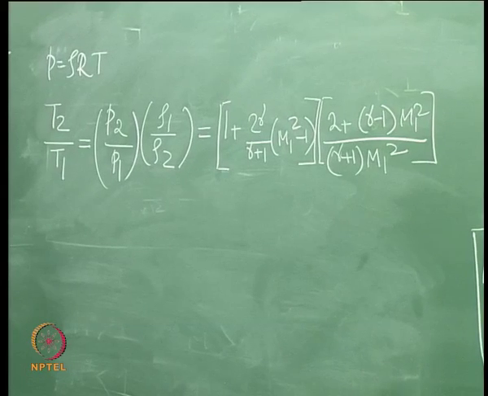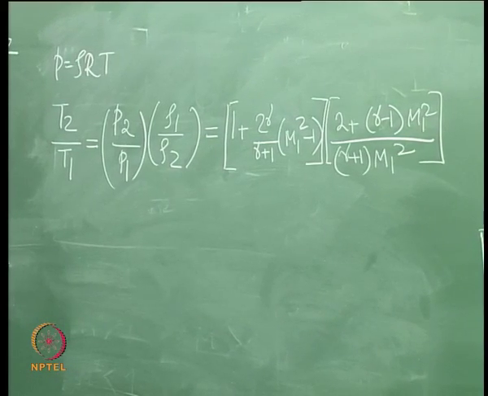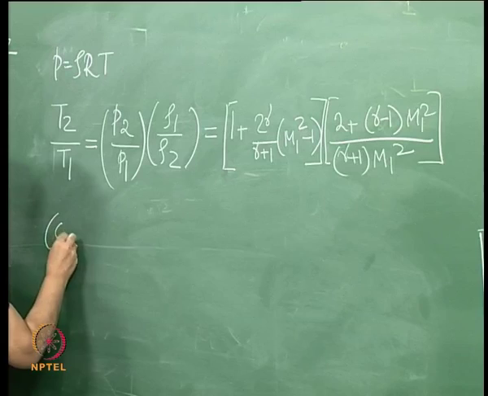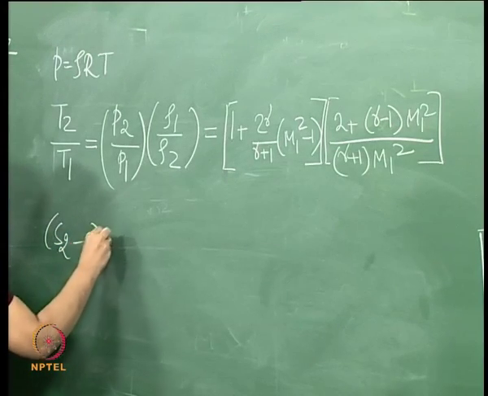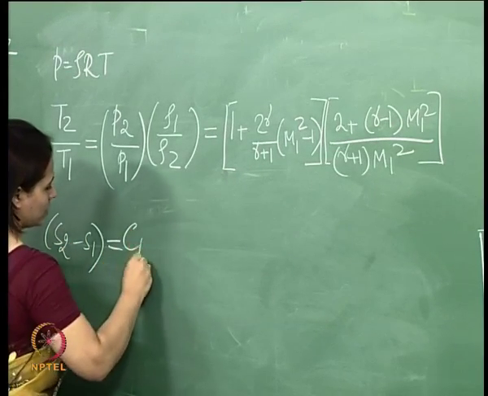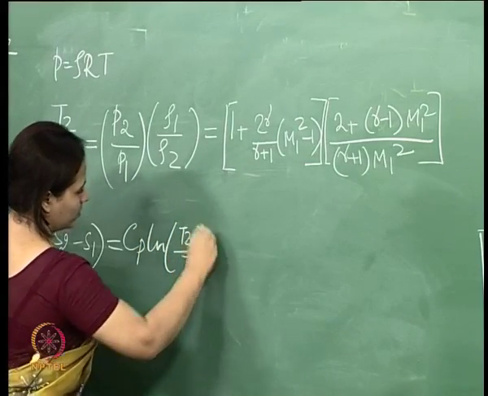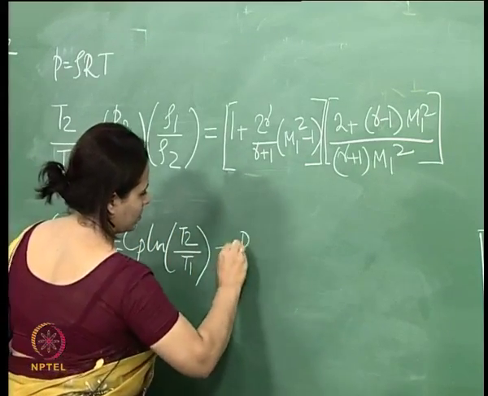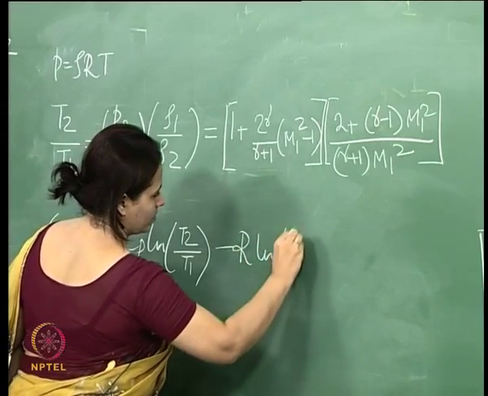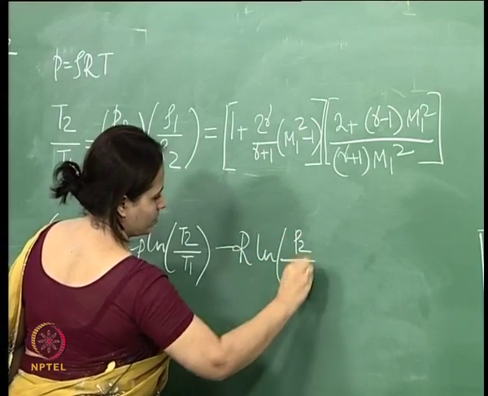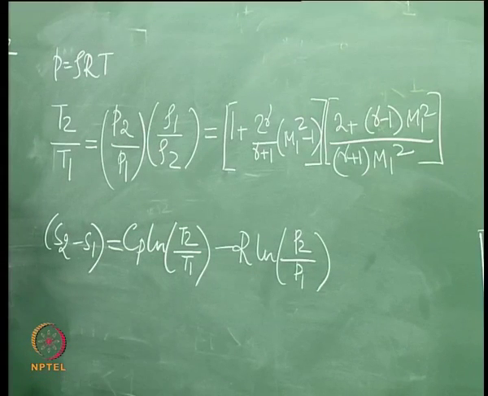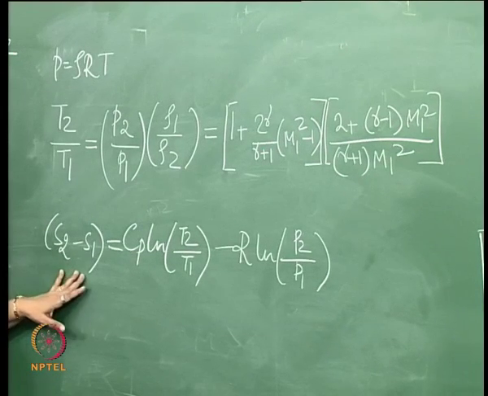So, this is what we get. Okay. Now, what is the entropy change? Now, the entropy change is, let me just cross check, right. So, P2 by P1, correct. So, then this is the entropy change.